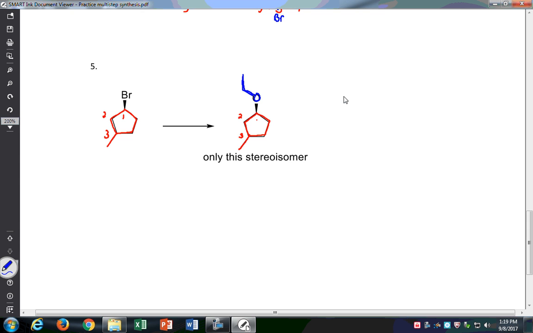No, it's the same. This isn't a simple SN1. Why? What does SN1 do for our stereo center? Oh, but I only want one. So if we go through an SN1, the most I can ask for is 50% yield. Instead, what can I do?